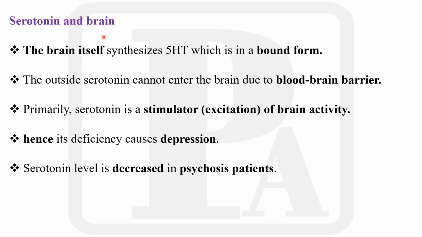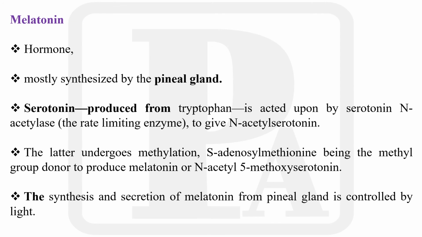Now we'll see serotonin and the brain. The brain can also synthesize serotonin, but it must be in a bound form. Serotonin outside the brain, other than in the brain, is also synthesized, but it cannot enter the brain because of the blood-brain barrier. What is the main role of serotonin? It is a stimulator of brain activity. If there is any deficiency of serotonin, it causes depression. That's why psychosis patients have a decreased level of serotonin.